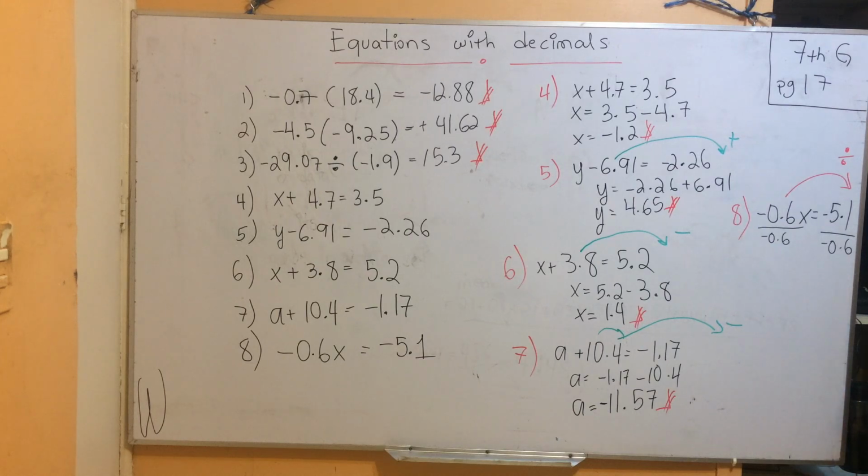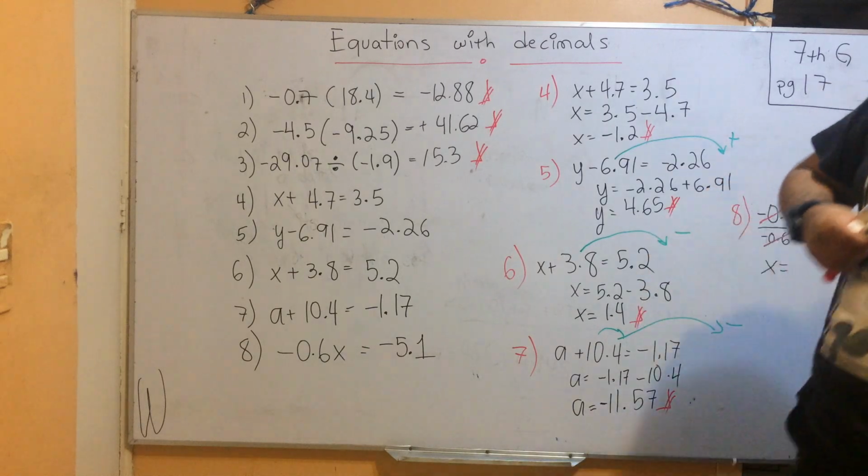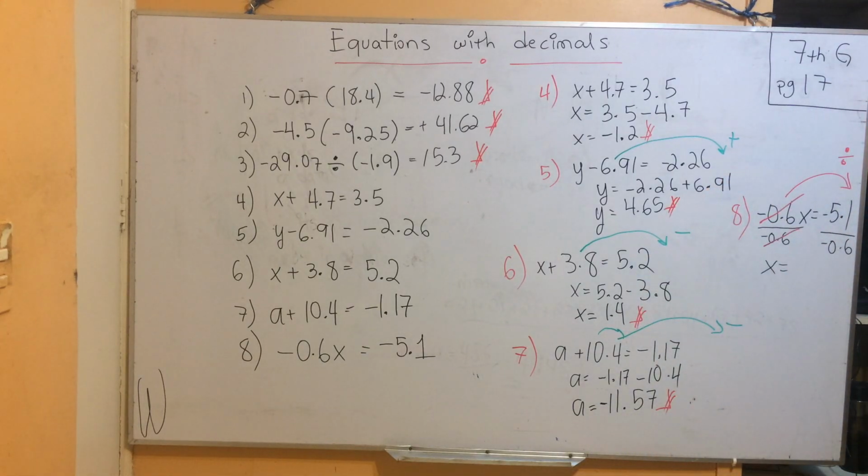So 0.6 cancels with this one, and then we just have that x is equal to minus 5.1 divided by negative 0.6. So we do 5.1 divided by 0.6, and that is a positive answer because negative divided by negative is going to be positive. So that is 8.5. And there we have our answer.